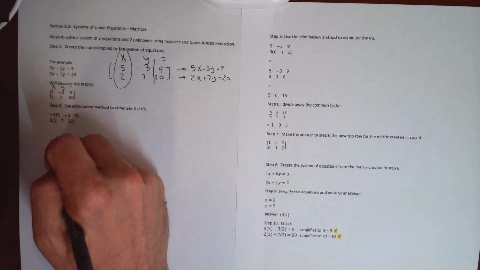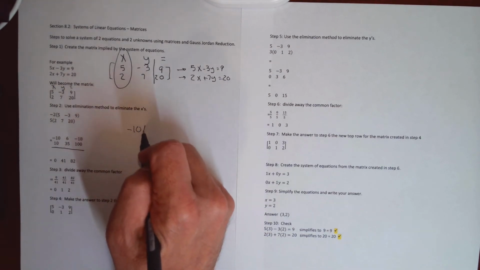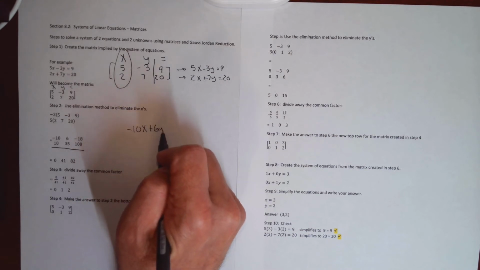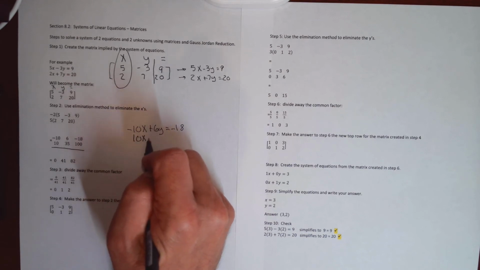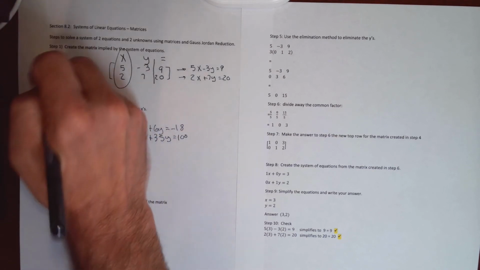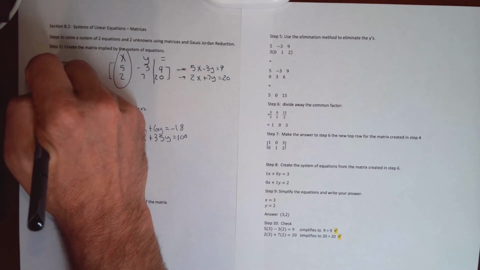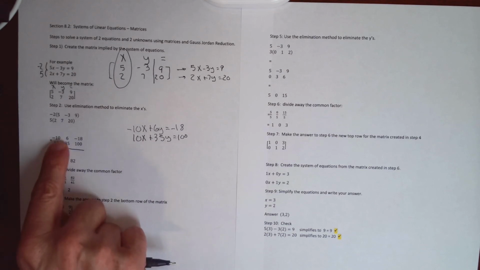Then I'm going to add these together, just like I'm doing the elimination method. It's exactly the same as doing the elimination method, except instead of having -10x plus 6y equals -18 and 10x plus 35y equals 100, which is what I would get if I was using the elimination method to drop out the x's, multiplying the top equation by -2, multiplying the bottom equation by 5, and doing exactly the same algebra, but doing it without the x's and y's and without the equal sign. So top by -2, bottom by 5.